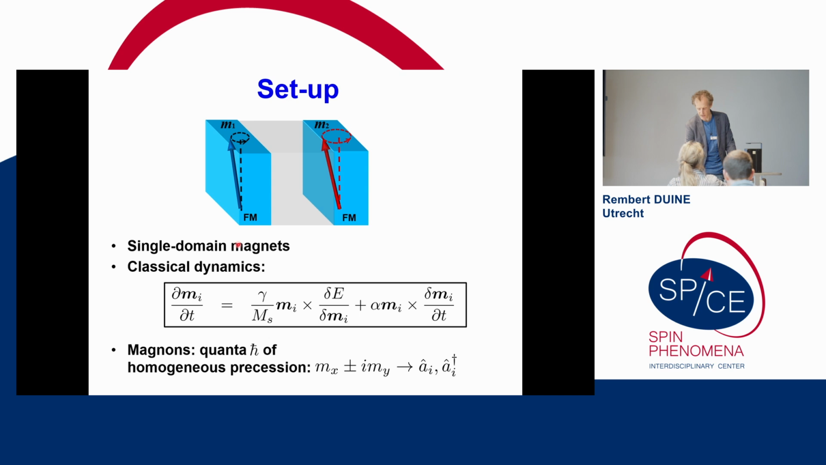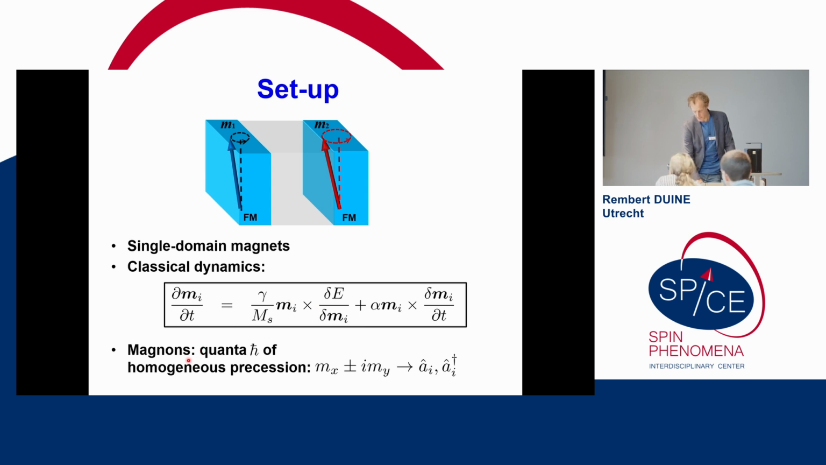And that direction can classically precess around an effective field, given as a derivative of some energy that I'll specify later on. And there's a damping term, a viscous damping term, due to dissipation of spin angular momentum and energy into the environment of the magnet. This is called the Gilbert damping term, and typically in metals is due to coupling to the electronic reservoir, and in insulators it's basically due to coupling to lattice vibrations, phonons.